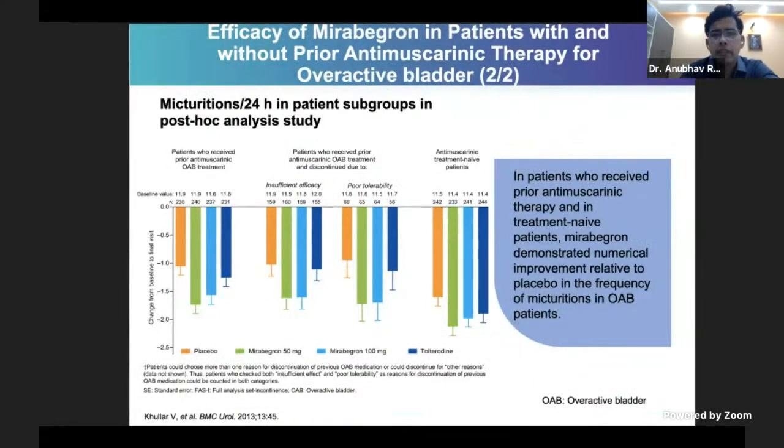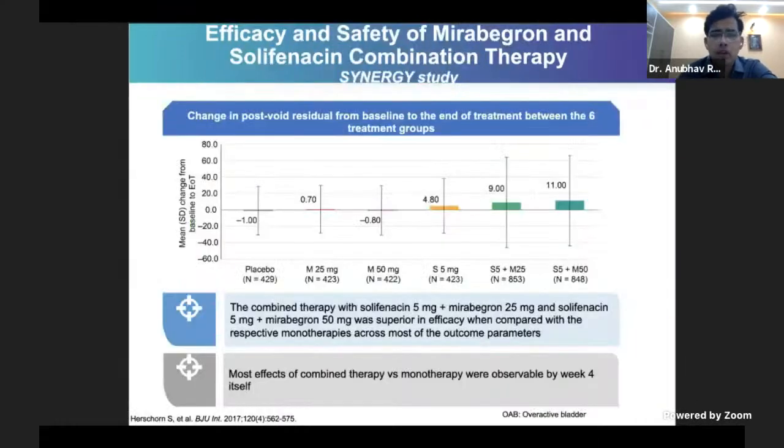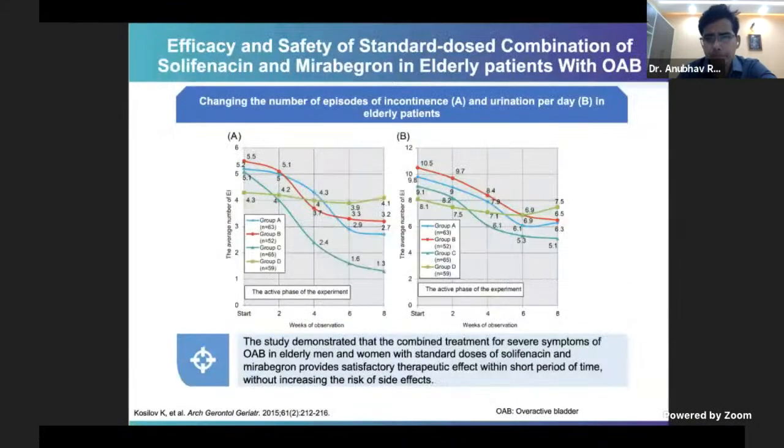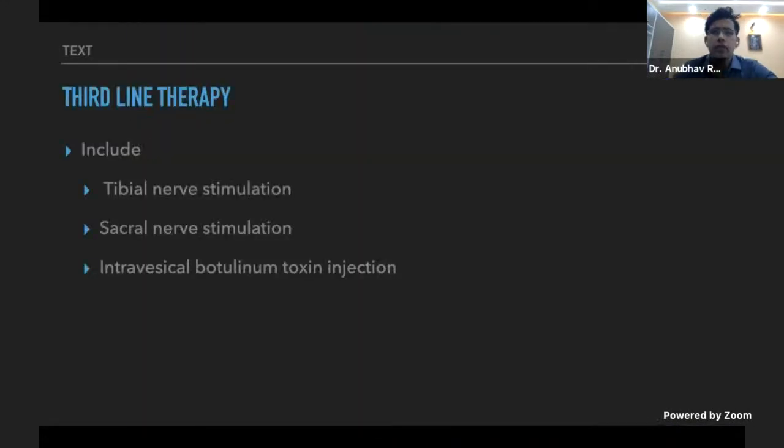Many studies were done. What was done was a combination of Mirabegron and Solifenacin. Mirabegron is the newer drug, Solifenacin is the typical anti-muscarinic, and a combination of them showed even better response than either drug alone. So the Symphony and Synergy studies were done. So now we have two main drugs. First is anti-muscarinic. We have many different anti-muscarinics. Few patients do not respond to one, they may respond to another.